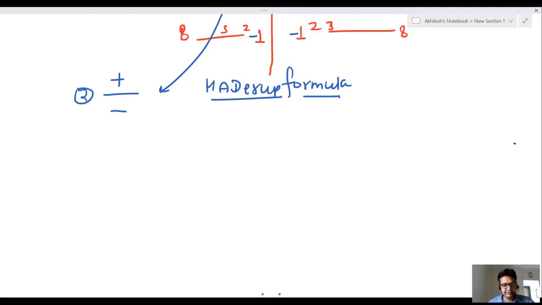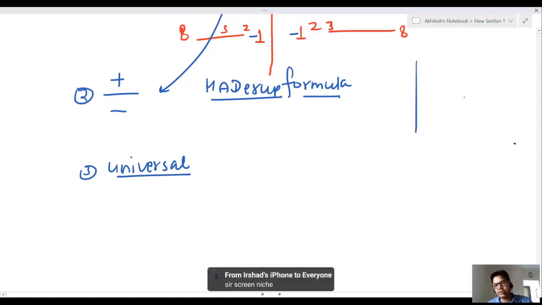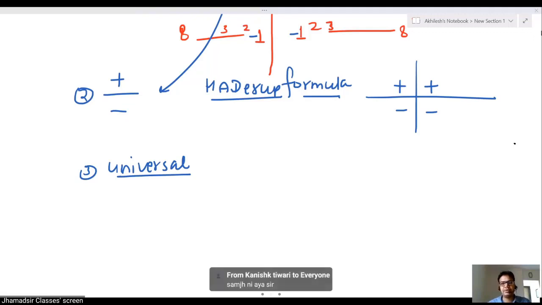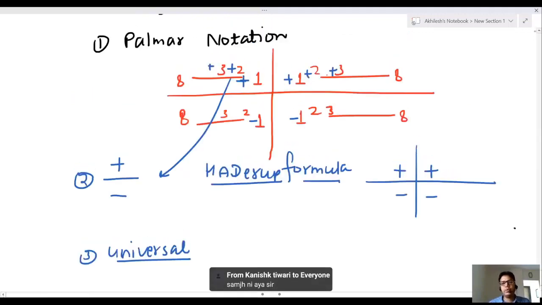Now, third is the universal formula. In the universal formula, we are not dividing into 4 quadrants. In the Hedrup formula, we also divide into 4 quadrants. Along with upper teeth we write plus, and along with lower teeth we write minus; that is the Hedrup formula. And 4 quadrants is Palmer notation.